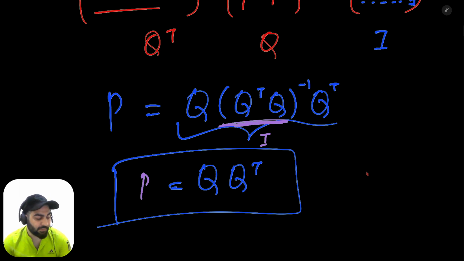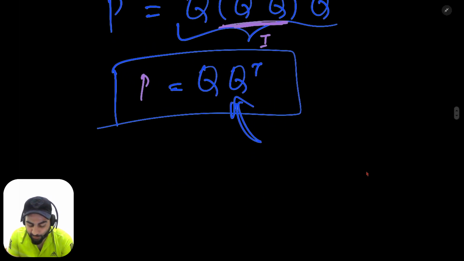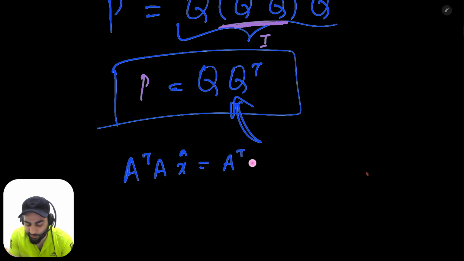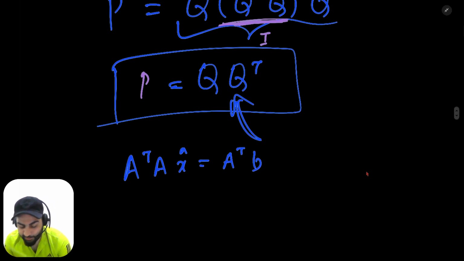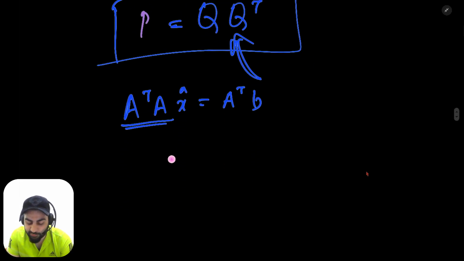Are you able to follow this? We want our matrices to be like this because our computation will become really simpler. So our projection matrix will become this. If you see the equation that we had, A transpose A x hat is equal to A transpose b. Now you know that A transpose A basically becomes identity in our case. So this x hat is directly equal to Q transpose b.